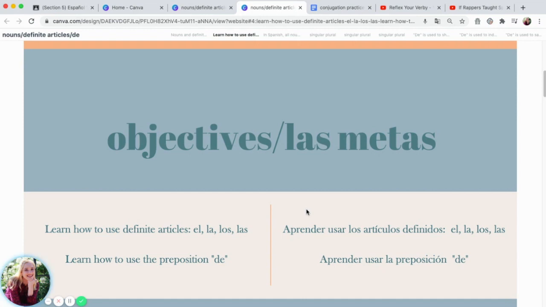And we want to learn how to use the preposition de. We've been using the word de, but we haven't really learned about it. So that's what we're going to do today.